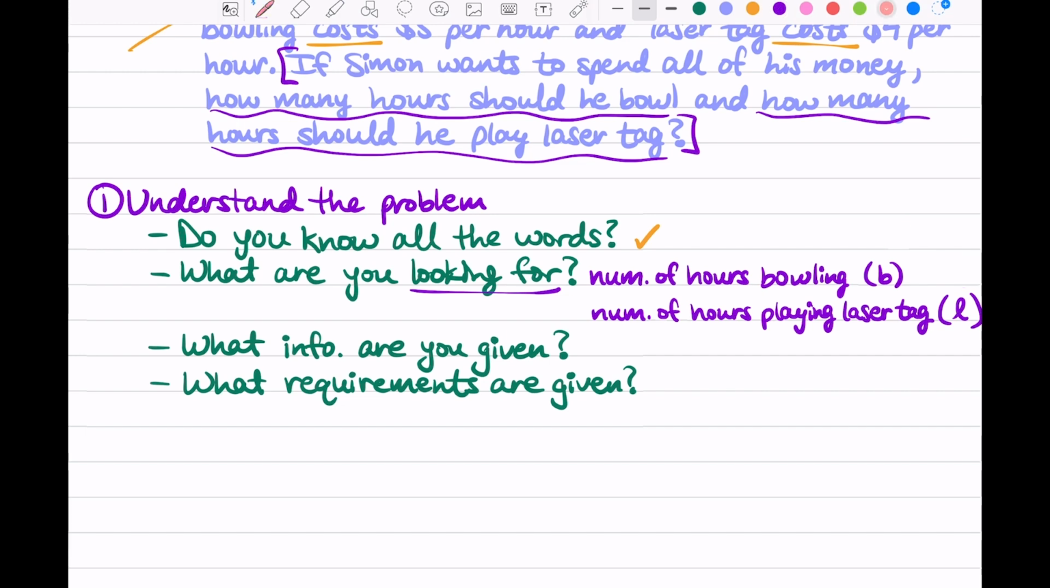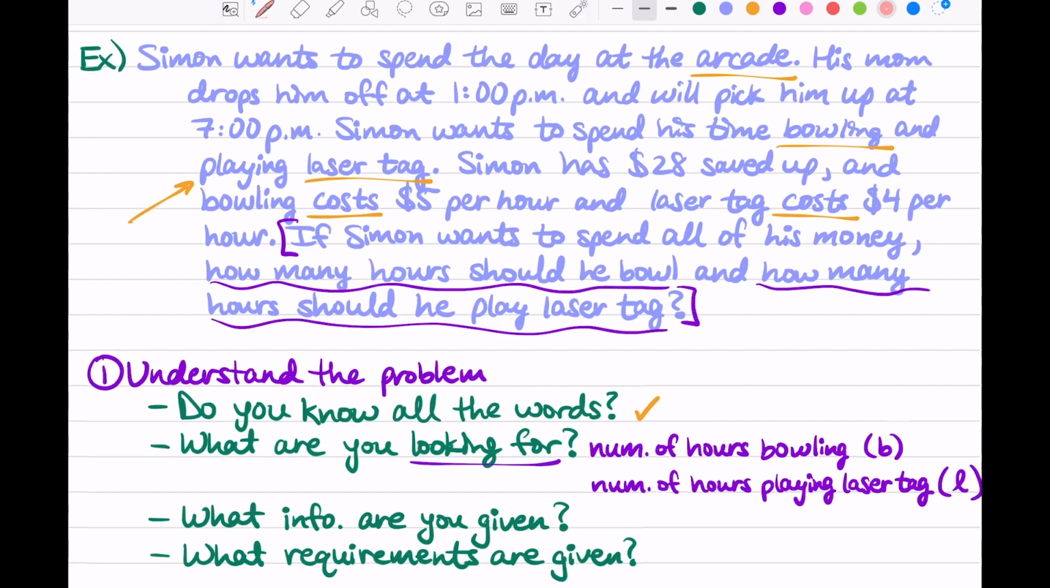Okay, moving on to the next question. What info are you given? So for this question, we want to find the important details. If you look at our first sentence, it says Simon wants to spend the day at the arcade. That is information, but it's more like background information. It's just setting up the scene. Remember, we're looking at a real world situation, so that first sentence just tells us we're at the arcade. We don't really need to make a note of that.